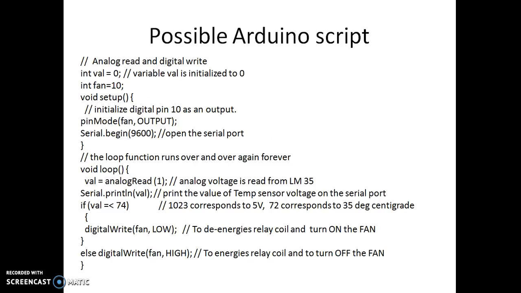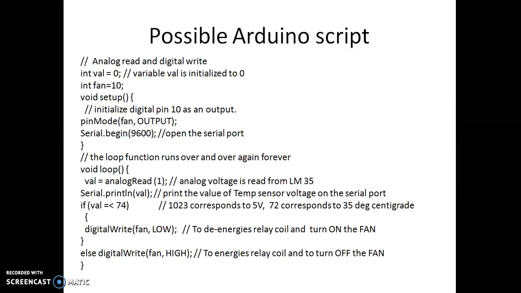Let us have a look at the code we have written, one of the possible codes. We have initialized val to 0, and we are using digital IO pin 10 to operate the fan. We are defining pin number 10 as fan, an output pin. So we are initializing digital pin 10 as the output, that is pinMode(fan, OUTPUT). And if you want to see the voltage being read, you can put it on the serial port.